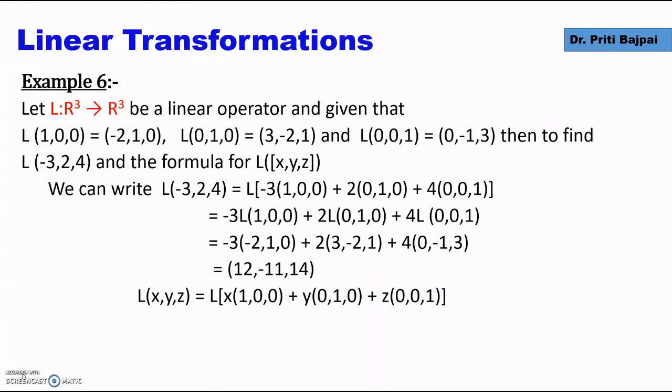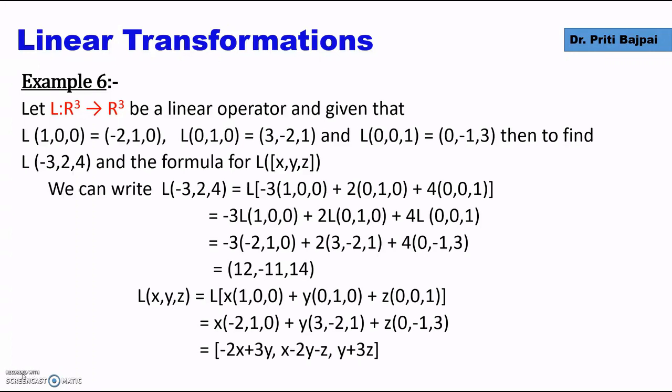To find the rule, we will start with L of x, y, z. We can always write it as L of x times 1, 0, 0 plus y times 0, 1, 0 and plus z times 0, 0, 1. So if we keep the x out and apply L on 1, 0, 0, we will get x times minus 2, 1, 0 plus y times 3, minus 2, 1 and z times 0, minus 1, 3. If we add, this is the rule we get. So if we had found the formula first, we could have easily substituted x is equal to minus 3, y is equal to 2, and z is equal to 4, and got the point 12, minus 11, 14 from this formula which we have just found.